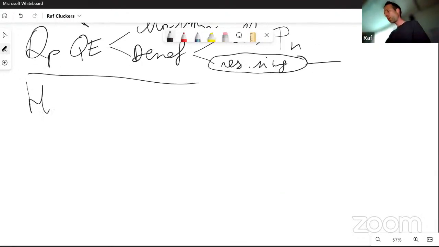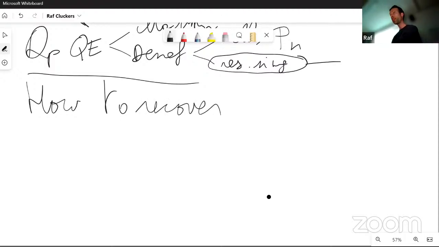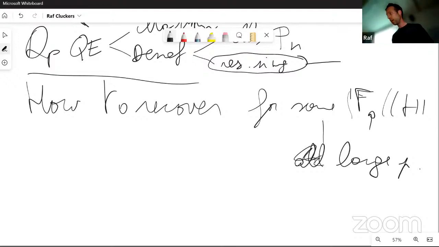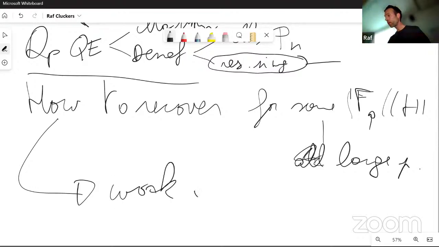So the question then becomes how to recover some of the results and some of the definitions and stabilities and so on for some of the fields F_q((t)). And then what will it mean? It will actually mean large characteristic. So there is a possibility to recover that. And how can one recover large positive characteristic from a p-adic case? The answer is work uniformly p-adically in p.